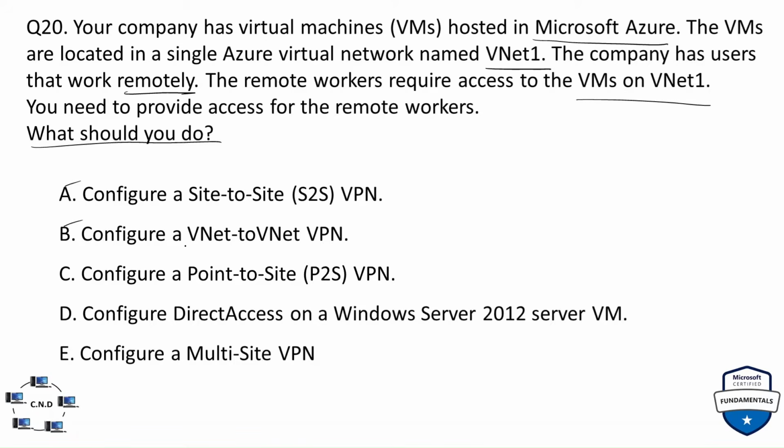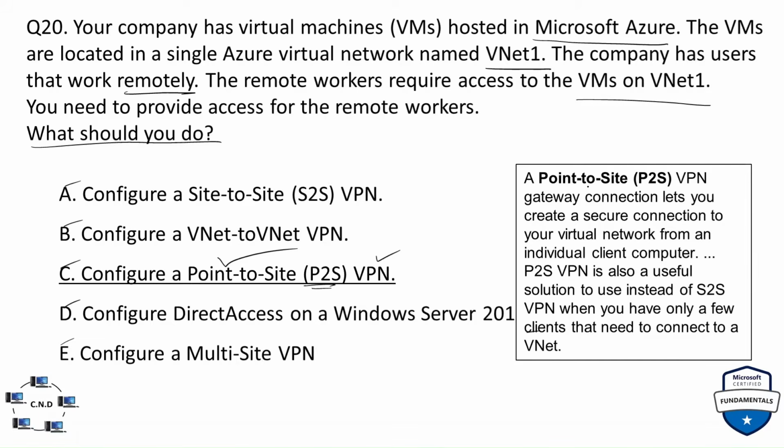Option B, configure a VNet to VNet VPN. Option C, configure a point to site VPN. Option D, configure direct access on Windows Server 2012 server VM. And option E, configure a multi-site VPN. And the correct option is that you need to configure a point to site, that is P2S VPN.